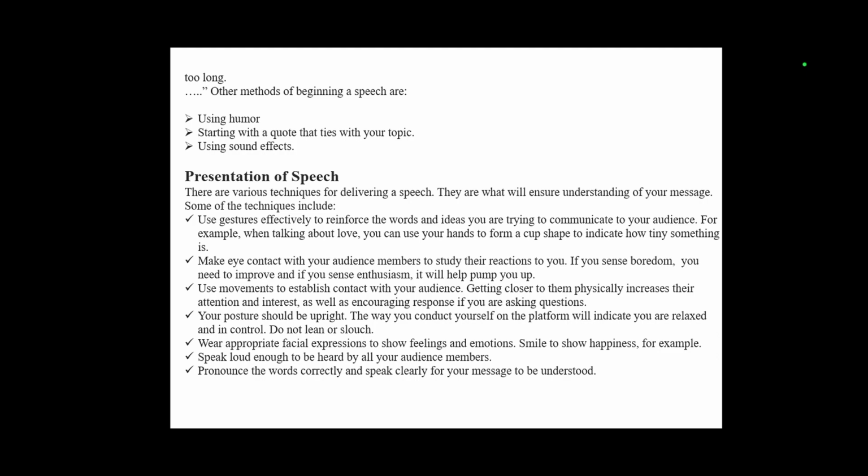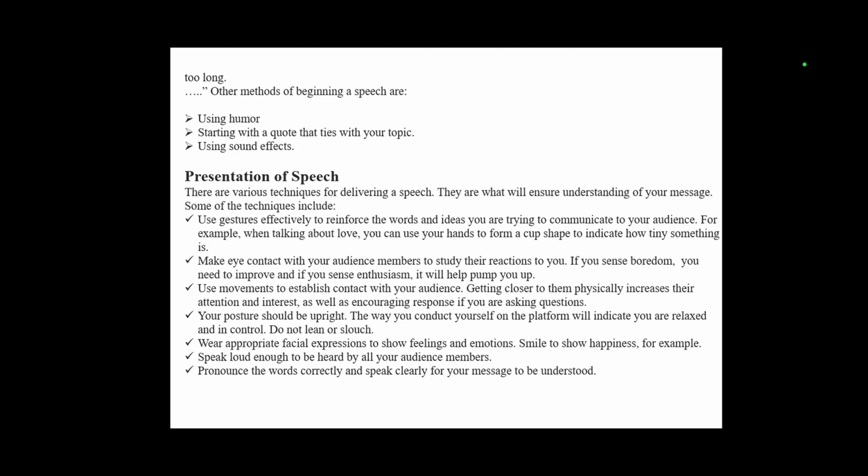For example, when talking about love, you can use your hands to form a cup shape to indicate how tiny something is. Two, make eye contact with the audience members to study their reactions to you. If you sense boredom, then you need to improve, and if you sense enthusiasm, it will help bump you up. Use movements to establish contact with the audience. Getting closer to them physically increases their attention and interest, as well as encouraging response if you're asking questions.